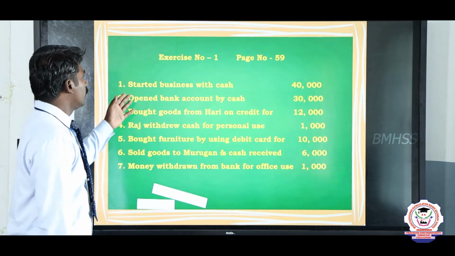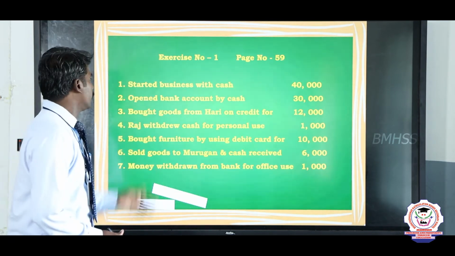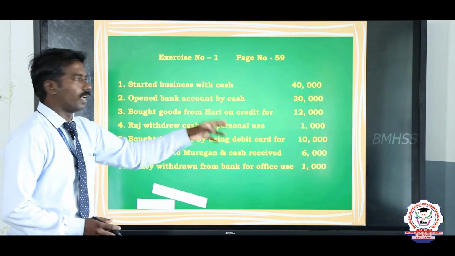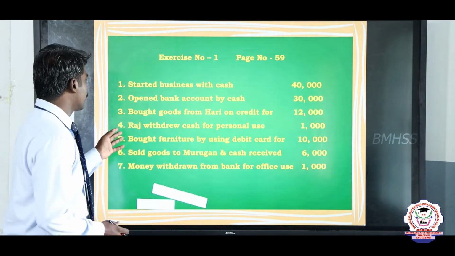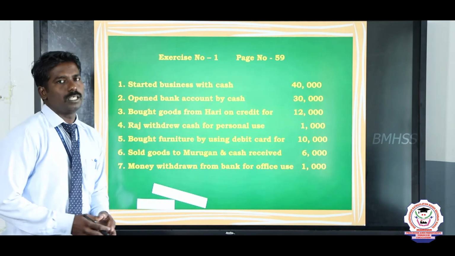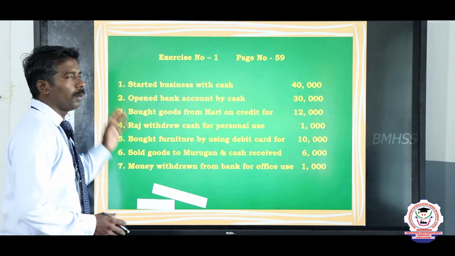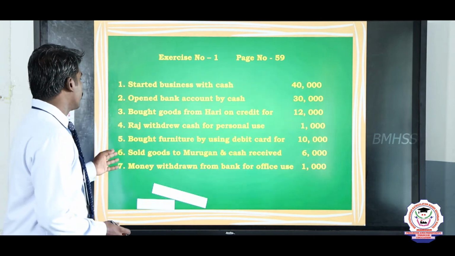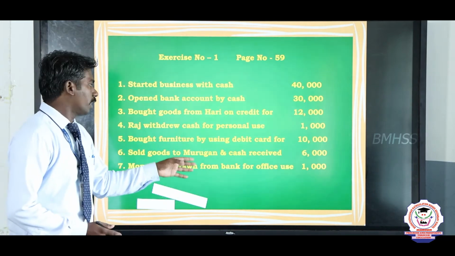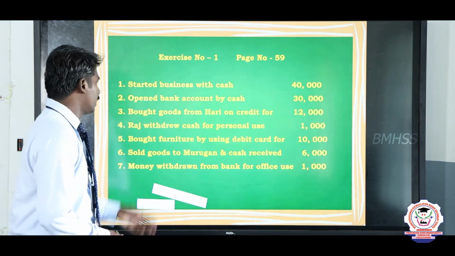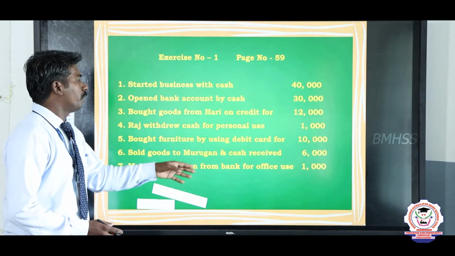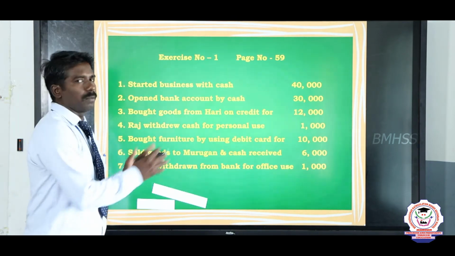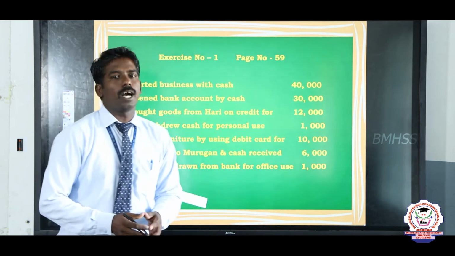See the first transaction. Started business with cash 40,000 rupees, opened a bank account by cash 30,000 rupees, and then bought goods from Hari on credit rupees 12,000. Fourth transaction, Raj withdrew cash for personal use 1,000 rupees. Fifth transaction, bought furniture using a debit card for 10,000 rupees. Sixth transaction, sold goods to Murugan and cash received rupees 6,000. The last transaction, money withdrawn from bank for personal use, the value is 1,000 rupees. From the above information, we will prepare an accounting equation.